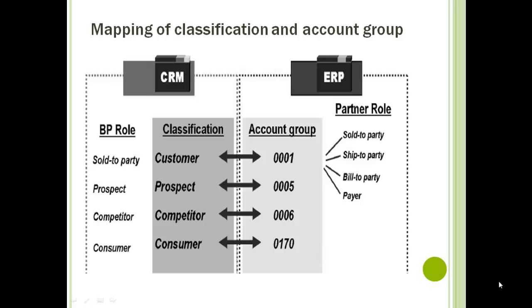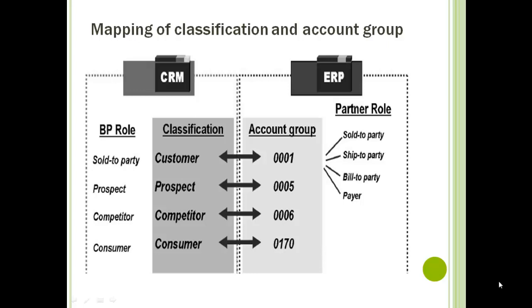So in SAP CRM, for the CRM business partner, you can maintain the field account group and override the mapping in transaction PIDE. In SAP CRM, the roles sold to party, shipped to party, billed to party, and payer are assigned to the classification customer, and customer is assigned to exactly one account group.